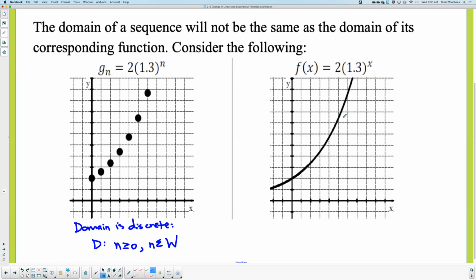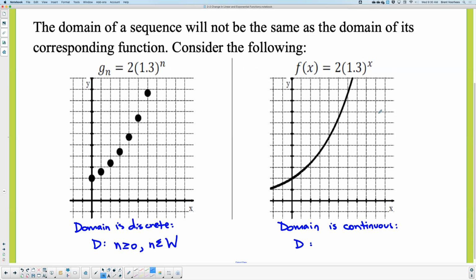Now on this, is my domain discrete? No. What do you call it if it never stops? If you don't ever pick up your pencil, it just continues on. Continuous. This domain is continuous. So when we deal with the functions, we'll have a continuous domain.